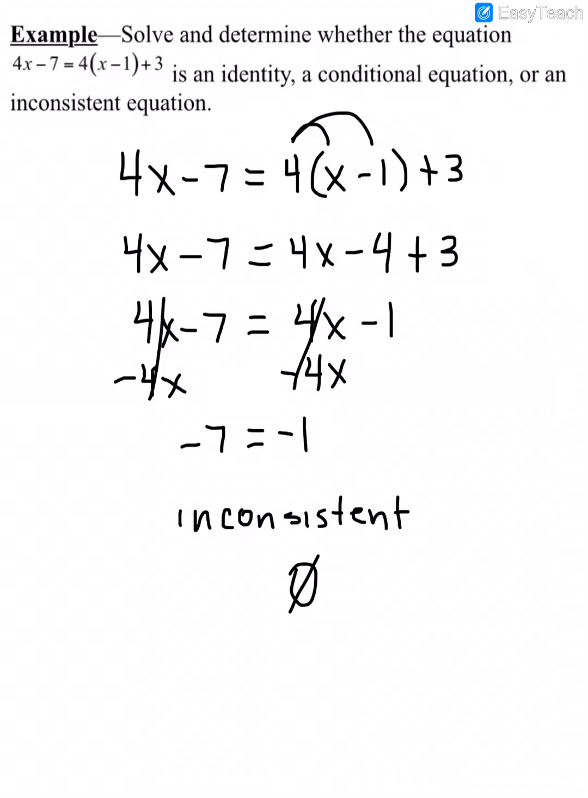If I had gotten -7 equals -7, a true statement, then that would be an identity, and I would have infinitely many solutions. If I had gotten something like x equals -1, that would be a conditional equation, and -1 would be my solution.